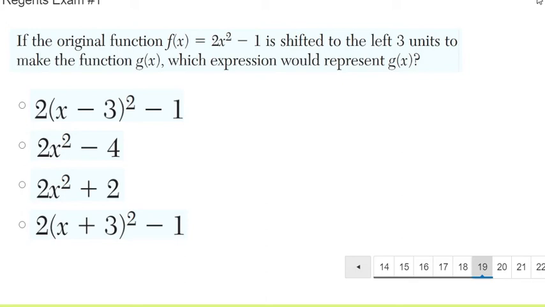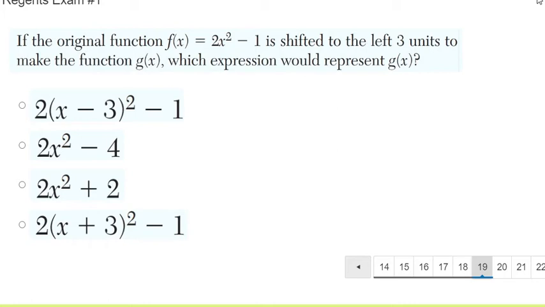Okay, Regents Exam 1, question number 19. If the original function f of x equals 2x squared minus 1 is shifted to the left 3 units to make the function g of x, which expression would represent g of x?